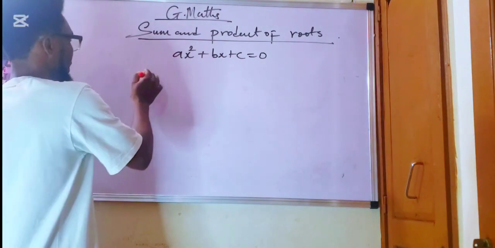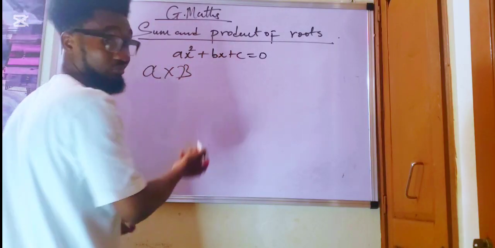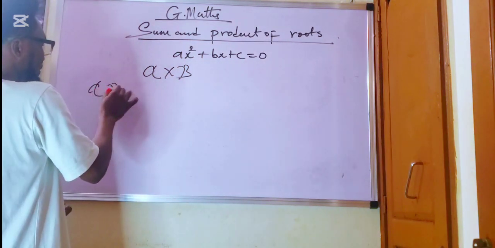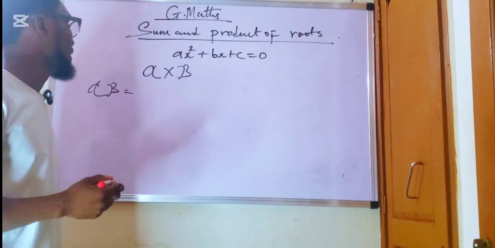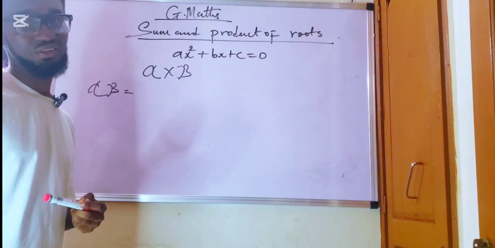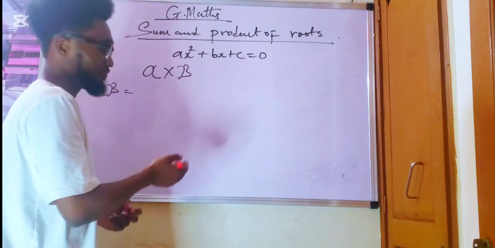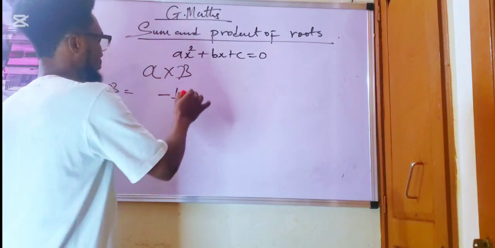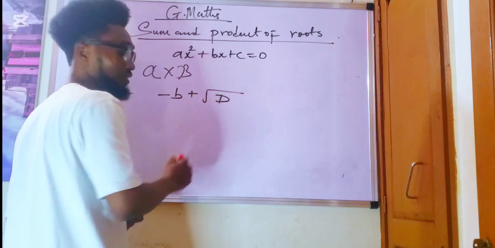So what is product? Alpha times beta, and alpha times beta will give you alpha beta, of course. So what is alpha beta? Remember that we already have the root of alpha and the root of beta. And I once told you that the b square minus 4ac, we will replace it with D, because it's a discriminant. So we can see that alpha now here is equal to minus b plus square root of what? This discriminant now, I will replace it with D.